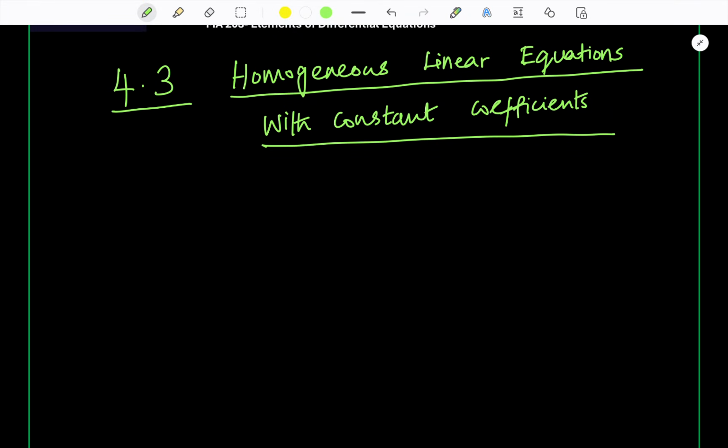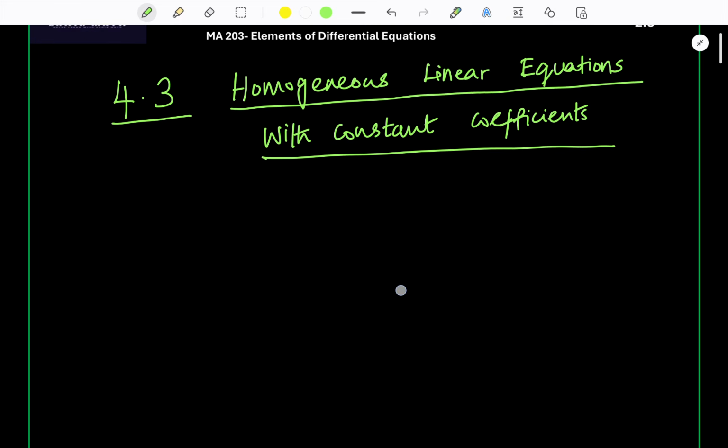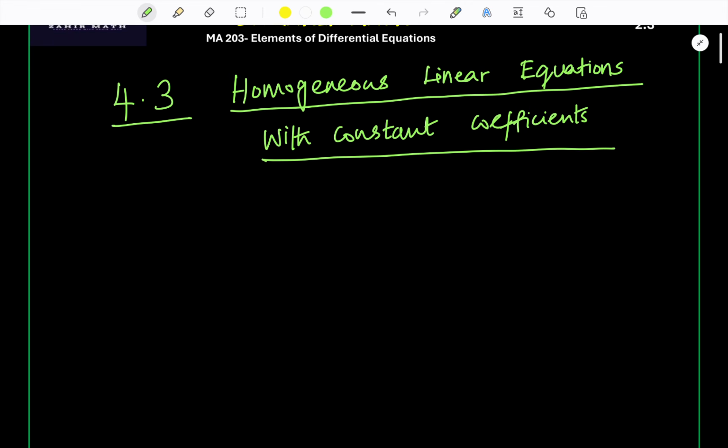In this video, we will explore an important topic in differential equations: homogeneous linear equations with constant coefficients. This topic is widely used in engineering and plays a crucial role in solving real-world problems involving dynamic systems. So what is a homogeneous linear differential equation?